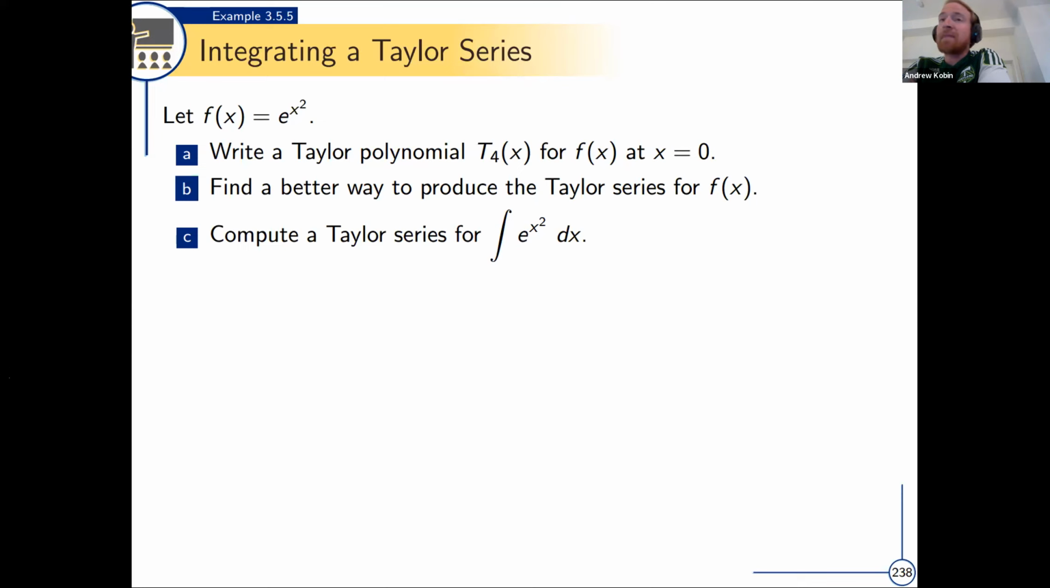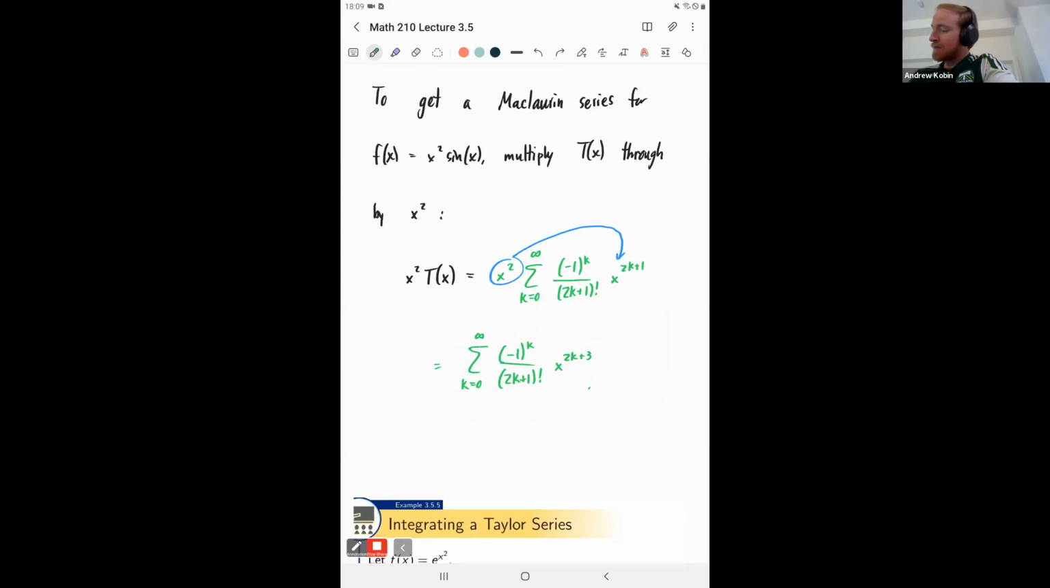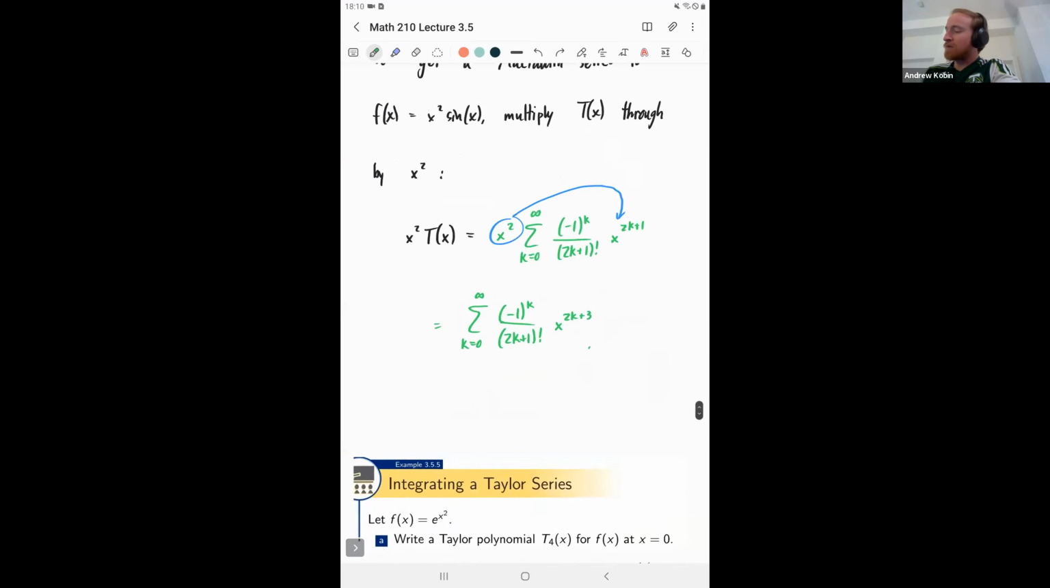However, we can still expand that expression using our knowledge of Taylor series and integration of power series from the last video lecture. So let's get started on this one together. It would be a good idea to practice, before I scroll down and reveal anything, the first part of the problem, which is to write a Taylor polynomial T4 for the function e to the x squared centered at x equals 0. I really encourage everyone to try to do this by hand.